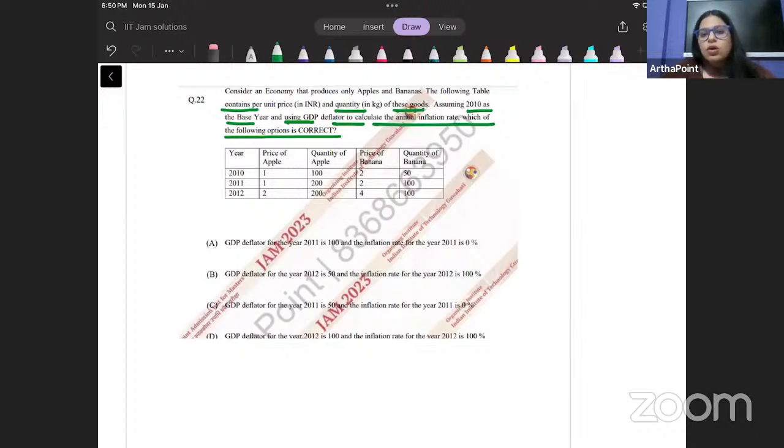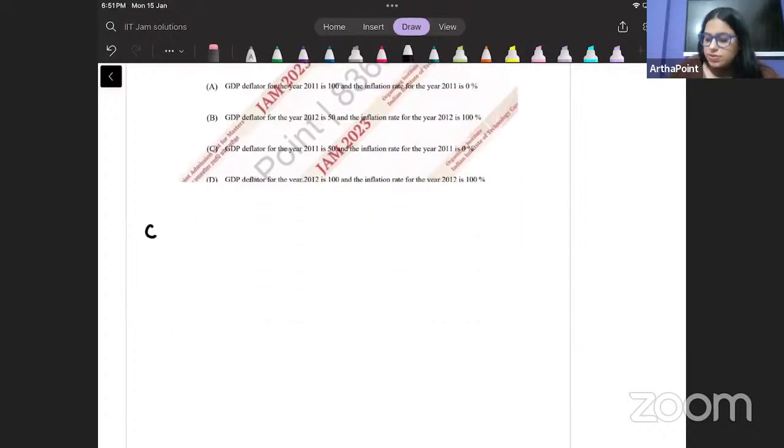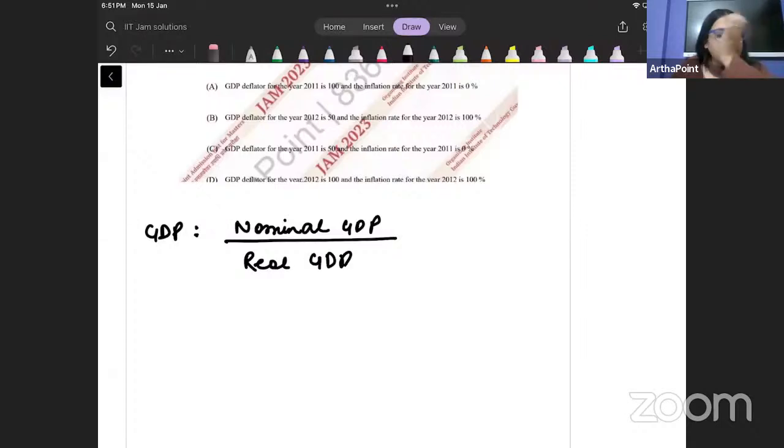Whenever you talk about the GDP deflator, in very simple terms, the formula for the GDP deflator can be given as nominal GDP upon real GDP. Acha, beta, into 100 is just when you want it in the form of a percentage. So into 100 karo ya na karo does not really matter. Anyways, you're going to get the right result.